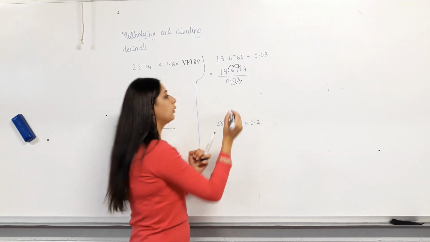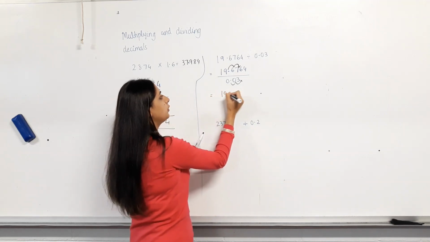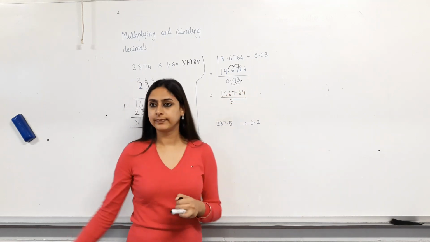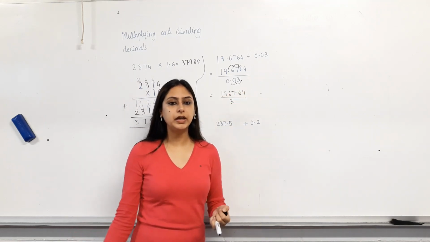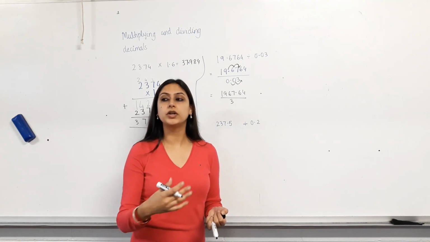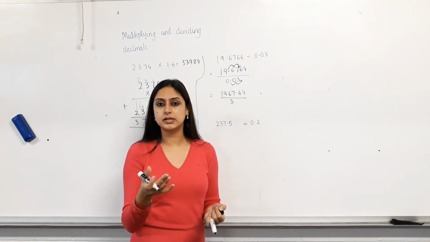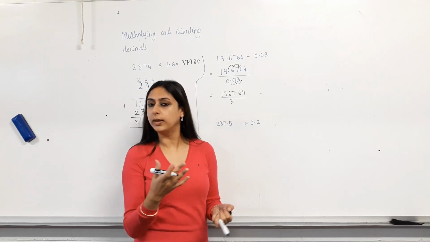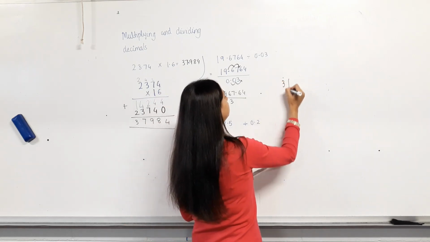Okay? Now, this becomes equivalent to over 3. Yes? Can we divide by 3? Yes. So we have made our question simpler. We are dividing a decimal, but the bottom number that we are dividing by is a whole number. So let us just divide.